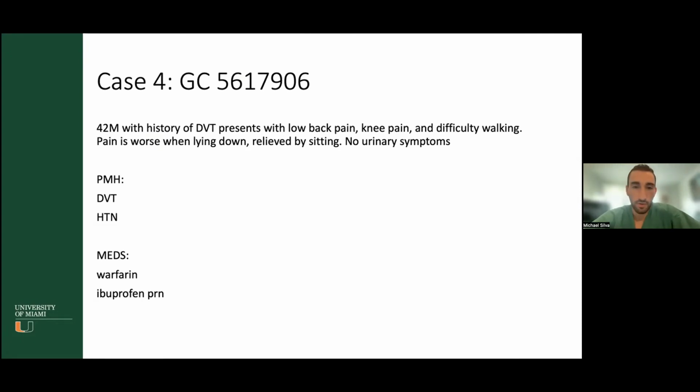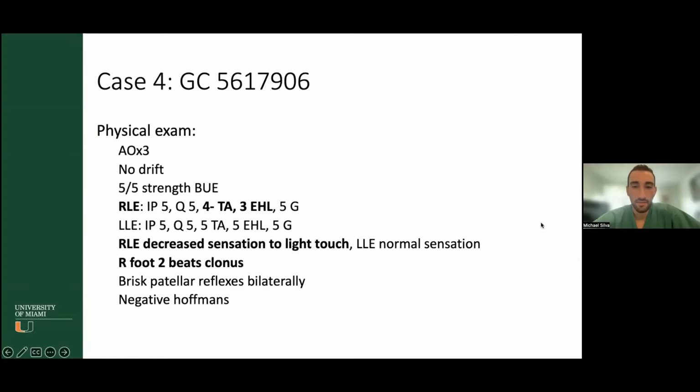So what kind of imaging would you want to start with for this patient? So we can start with the CTs first. I would start with the thoracic and lumbar spine. So let me give you the physical exam first. Alert, oriented, full strength in the upper extremities. In the right lower extremity, he has 4- in the TA and 3 in the EHL. The left leg is full strength. Right lower extremity has decreased sensation to light touch in a non-specific distribution, and 2 beats of clonus in the right foot. So I think your imaging request is appropriate.